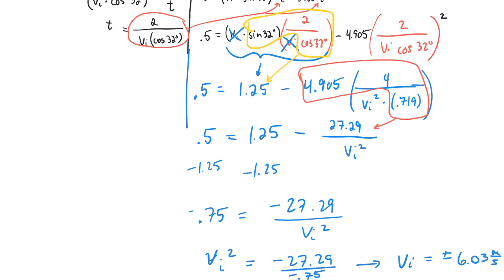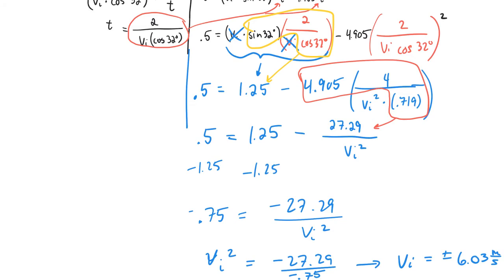Or you can go even further, which is fine, as long as the salmon makes the jump. The goal is to make the jump. So what other kind of numbers? So any number equal to or greater than 6.03. Very good. Any value greater than or equal to 6.03 works.